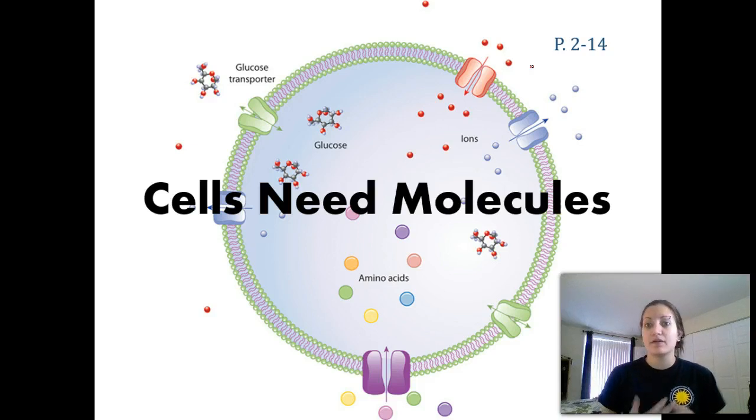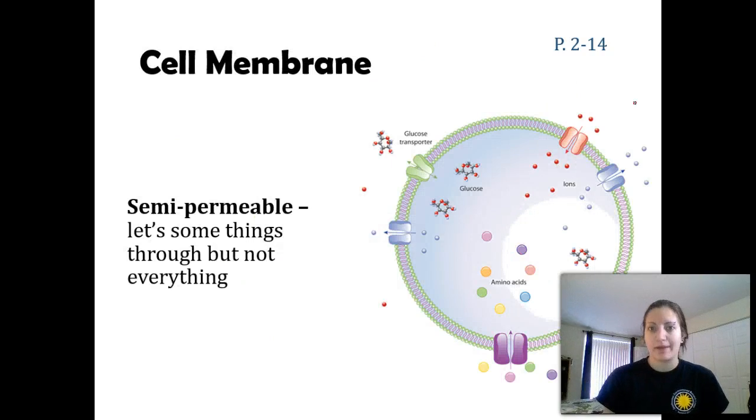Because don't forget, cells make things. So our cell membrane, again, both plants and animals have these, and this surrounds all of our cells. It's called semi-permeable, so this term here. The semi means partly, and permeable means to let things in. So it lets some things in, but it doesn't let everything in.